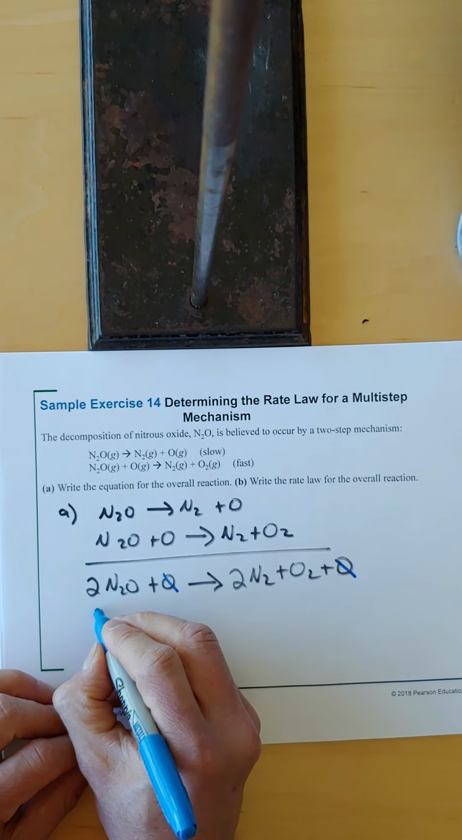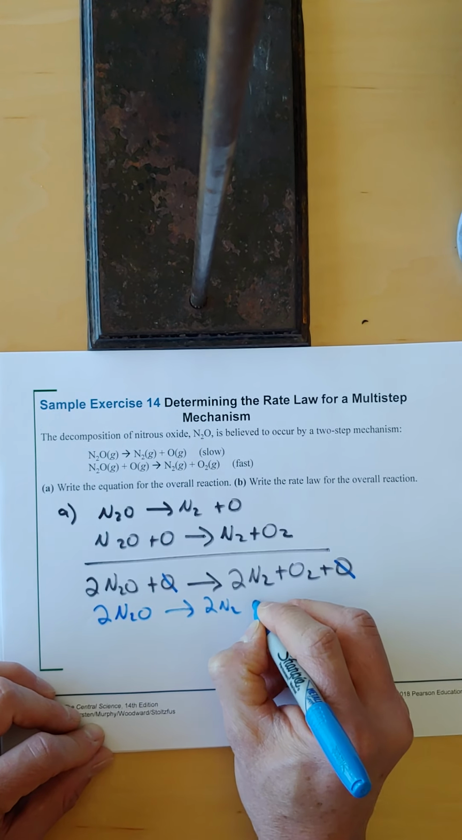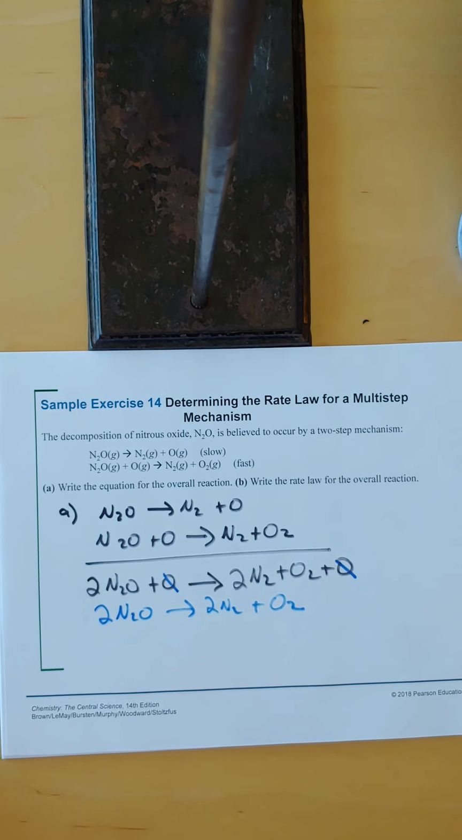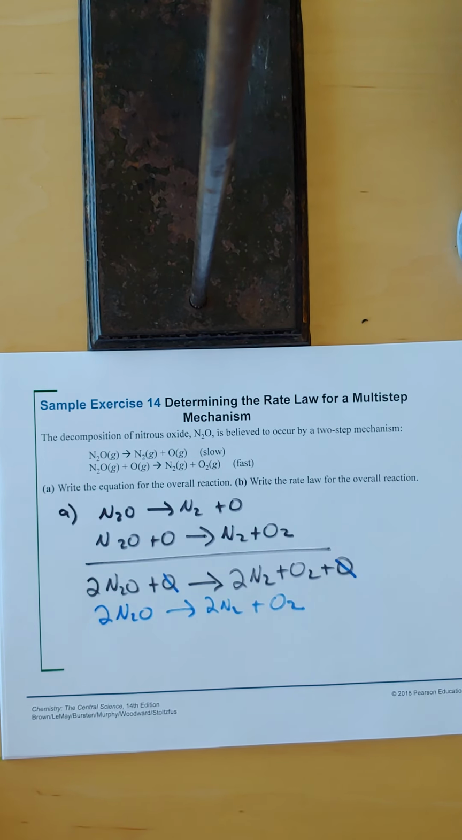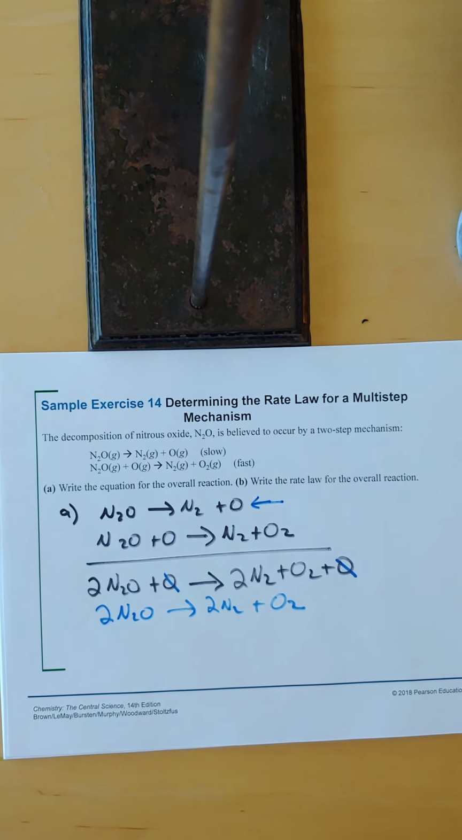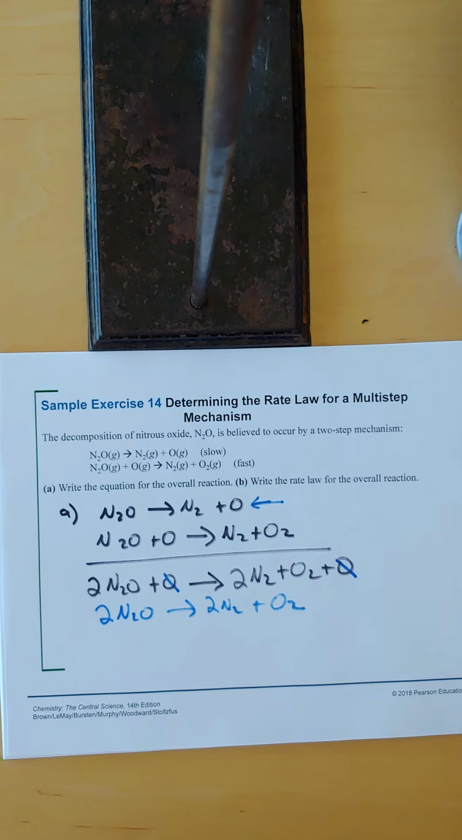So my net overall reaction is 2 N2O producing 2 N2 plus an O2. That is the net overall reaction. And then to write the rate law for that reaction, we would say, if we look at 2 N2O going to form 2 N2 plus O2, our rate law is based on our slow single step, the slow rate determining step. Because if it's a multi-step process, the rate law is dependent on the slowest step.